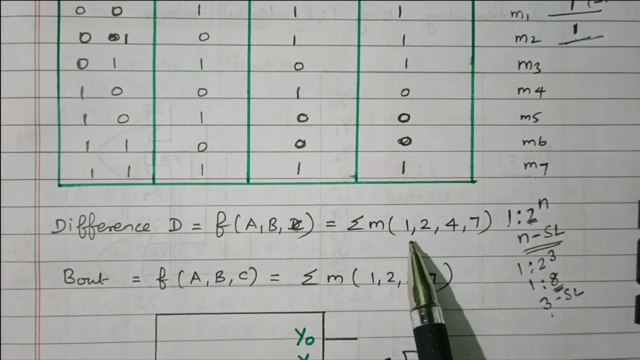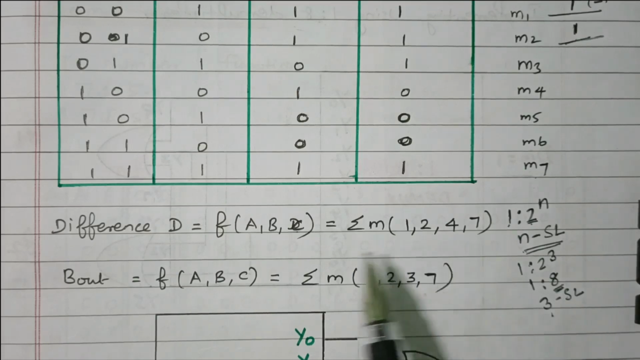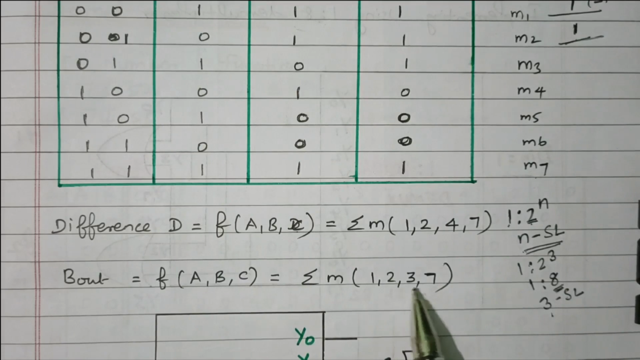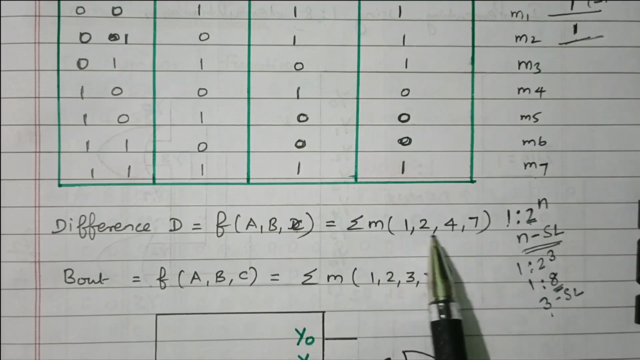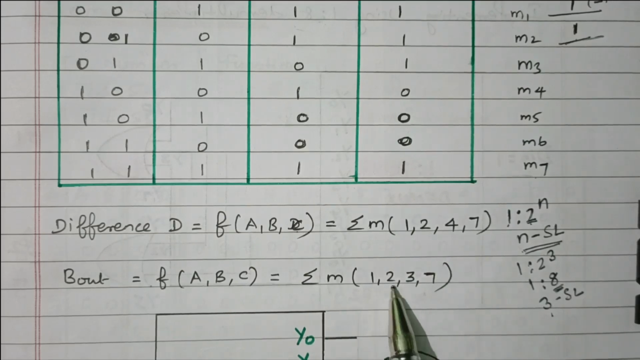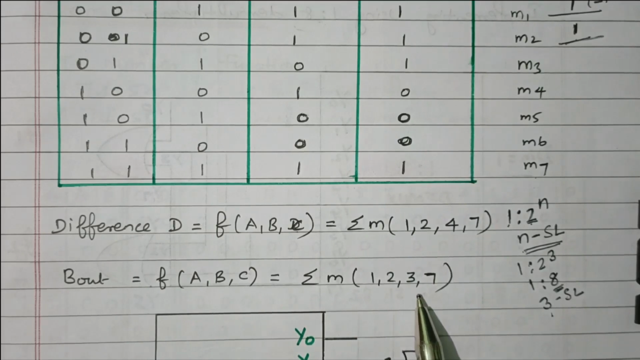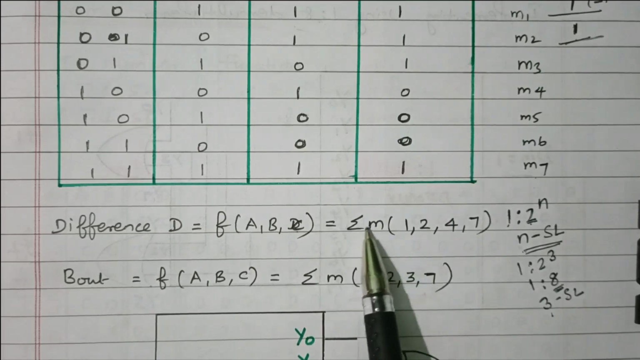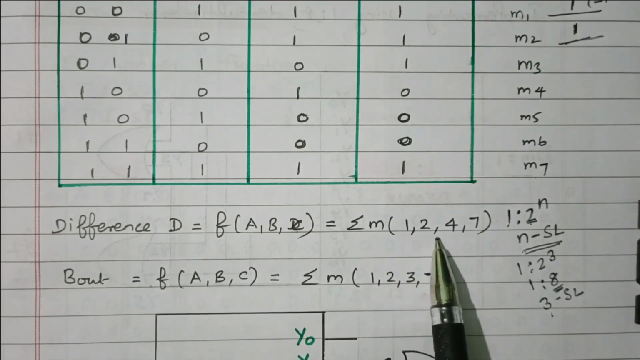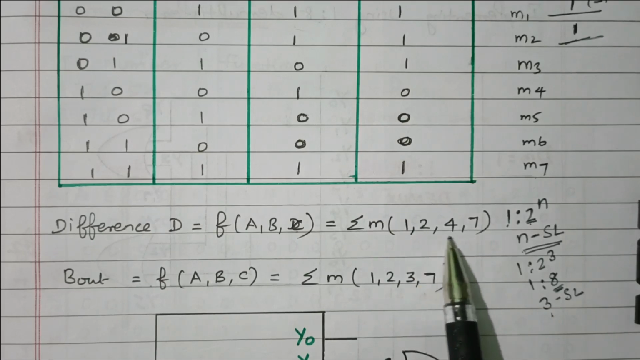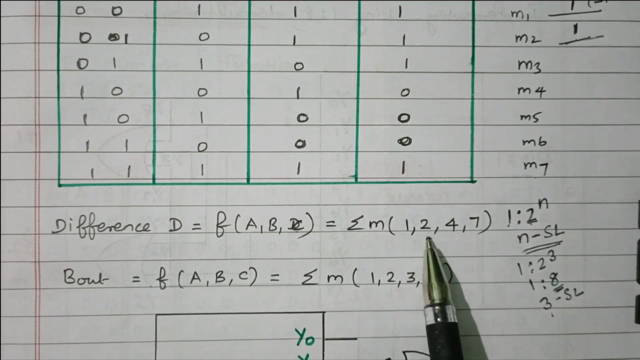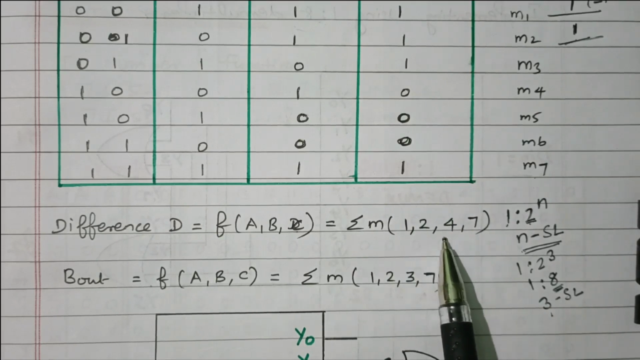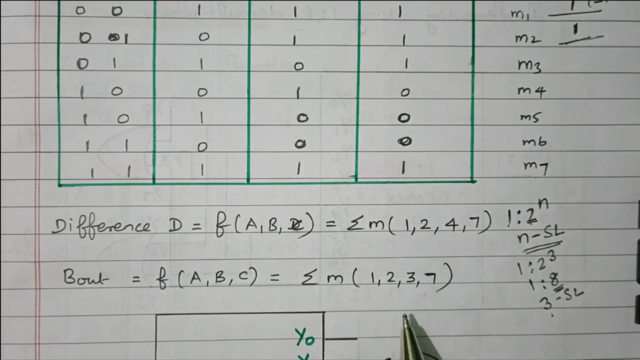In that we need only 1, 2, 4, 7 for difference, and 1, 2, 3, 7 for borrow out. Right? All 8 outputs will be available. In that we need to connect 1, 2, 4, 7 for difference and 1, 2, 3, 7 for borrow out. Right? What is this? Sum of min terms. This is a sum, so we need to add. So we need one OR gate here. 1, 2, 4, 7 are connected in an OR gate so that we'll get the sum of min terms. Here also we need one more OR gate.